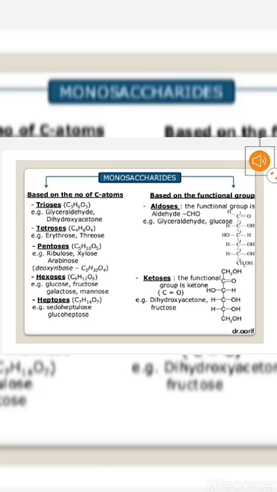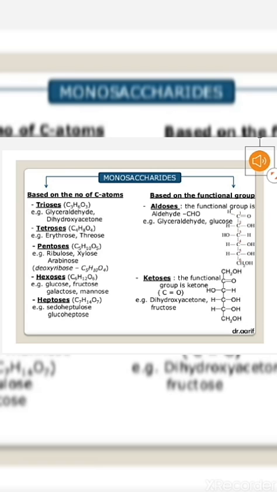As we discussed, all the carbohydrates are made by monosaccharides. Now, how many types of monosaccharides are available? There are n number of monosaccharides. We can classify these monosaccharides in two ways. On the basis of number of carbon atoms, triose sugar has 3 carbons, tetrose sugar 4 carbons, pentose sugar 5 carbons, hexose sugar 6 carbons, like that.